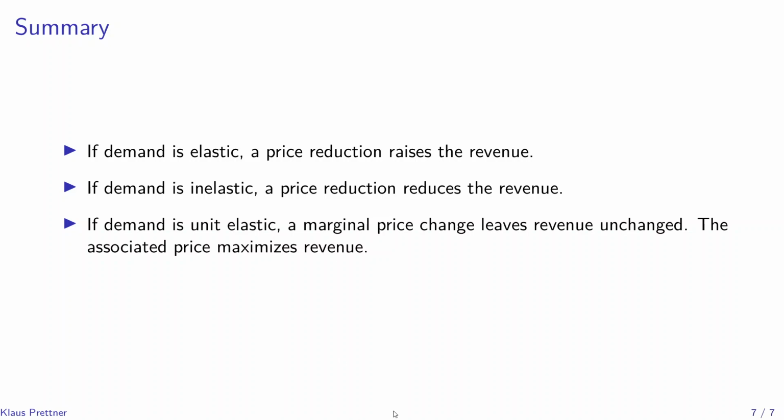So we can summarize: if the demand is elastic, a price reduction would raise the revenue. If demand is inelastic, a price reduction would reduce the revenue. And that means that exactly at the point where the demand is unit elastic, a marginal price change leaves the revenue unchanged, and that is the point where the corresponding price and quantity level would maximize revenue.